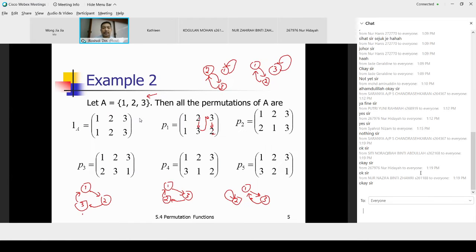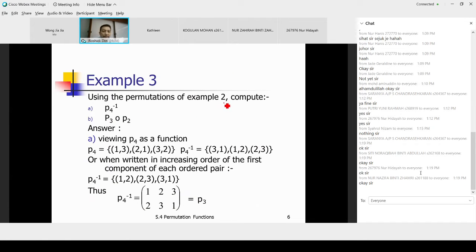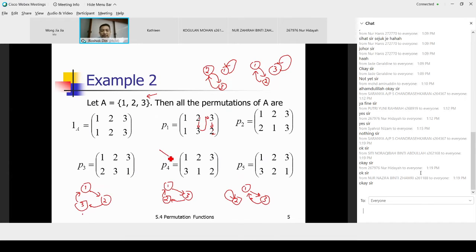Okay, that's it. Now we look further at the second example. We try to compute the inverse of P4. This is P4: 1 to 3, 2 to 2, 3 to 1... P4 has the pairs 1, 3, 2, 2, 3, 1. When we do the inverse for P4, it will be P4 inverse. Once we inverse, 1, 3 will be 3, 1. 1, 2 will be 2, 1. 3, 2 will be 2, 3.